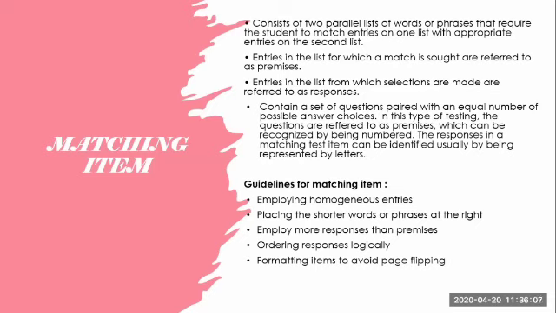This also contains a set of question pairs with an equal number of possible answer choices. In this type of testing, the questions are referred to as premises, which can be recognized by being numbered. The responses in a matching test item can usually be identified by being represented by letters. Guideline for matching item: first is matching items can employ homogeneous entries.